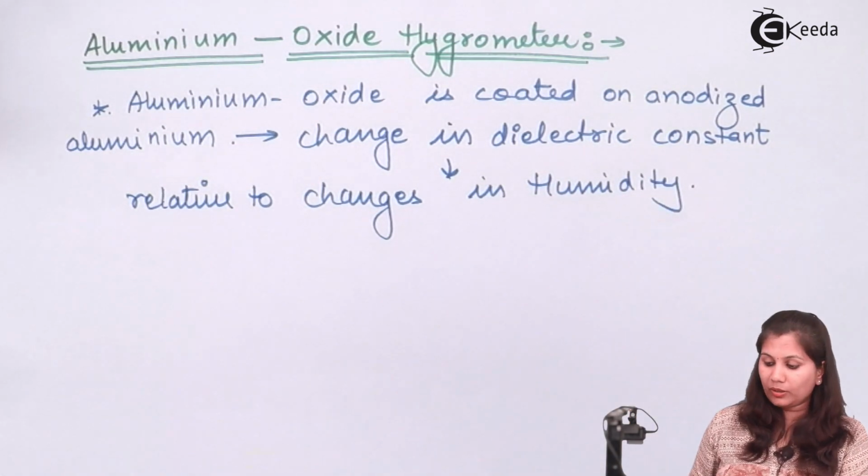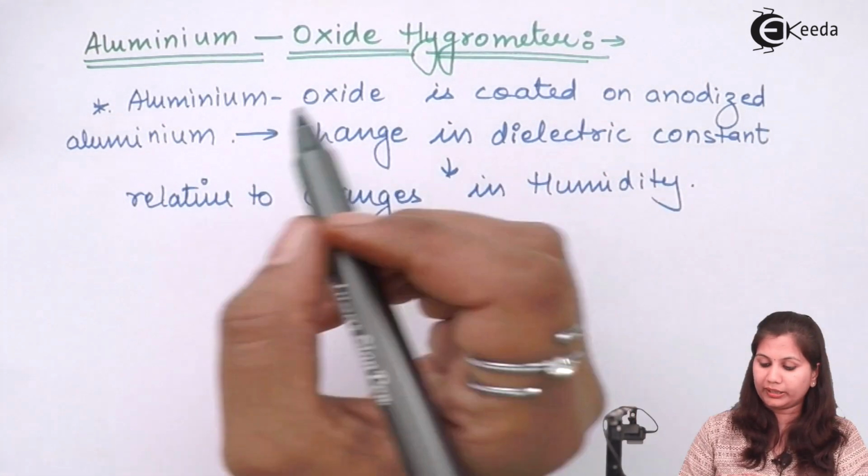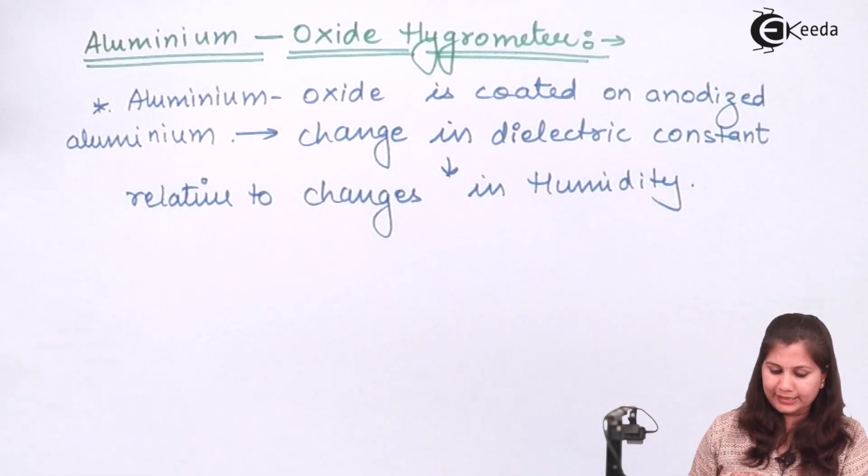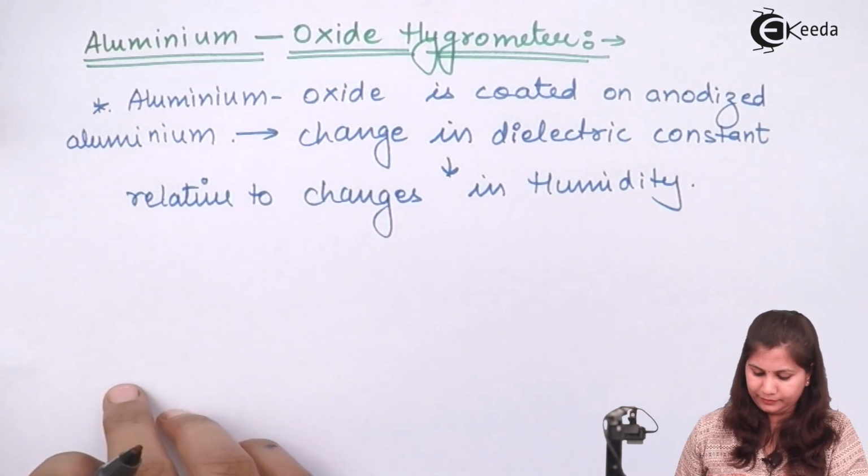So here also the dielectric constant is changing. Aluminium oxide is coated on an anodized aluminium. Let's see its construction.